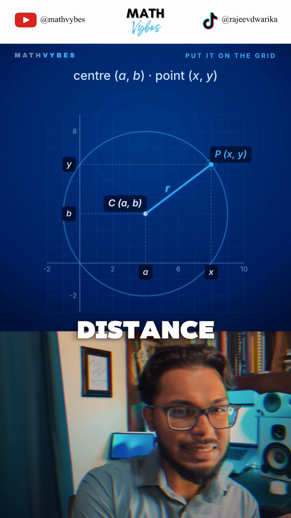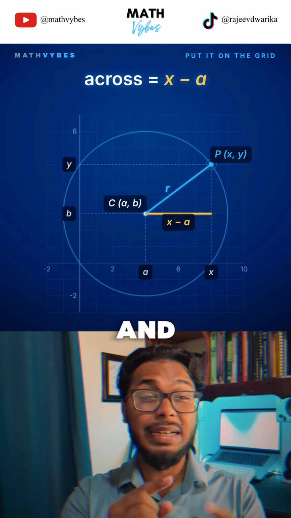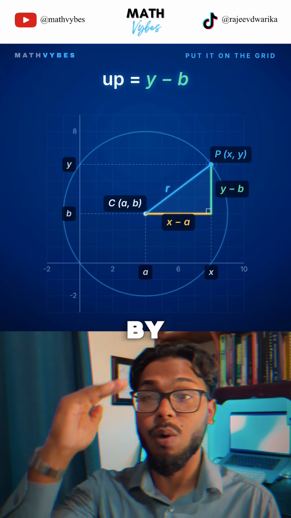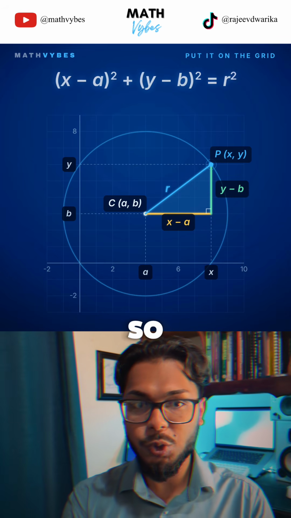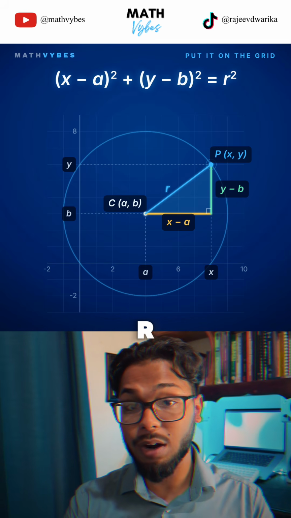You'll notice that the distance across will be given by x minus a. And if you look at the y-axis, you'll see the distance up, which will be given by y minus b. So remember, across squared plus up squared is equal to r squared.